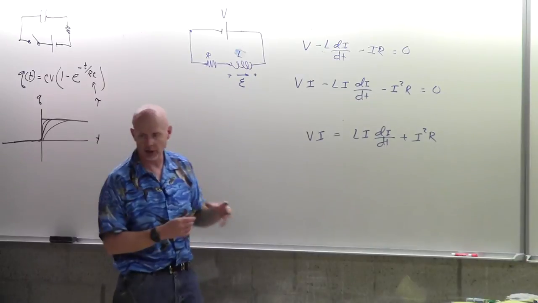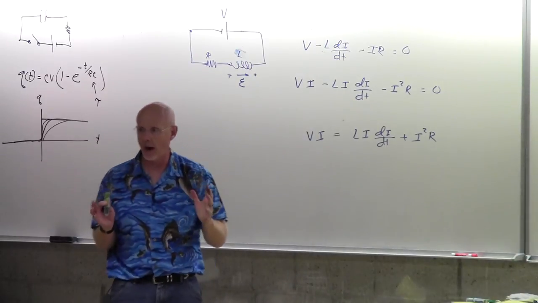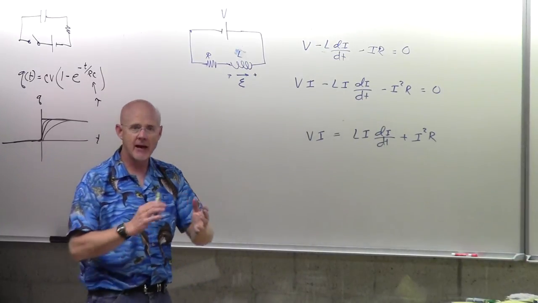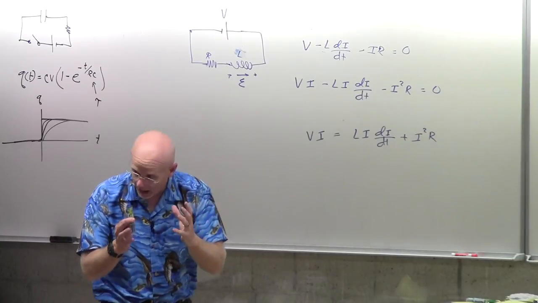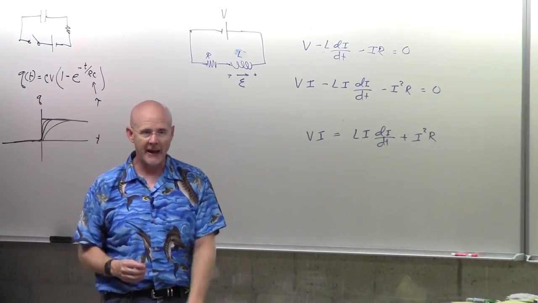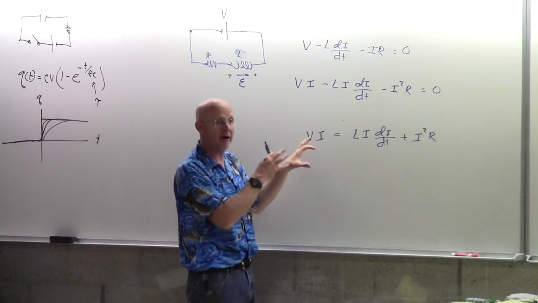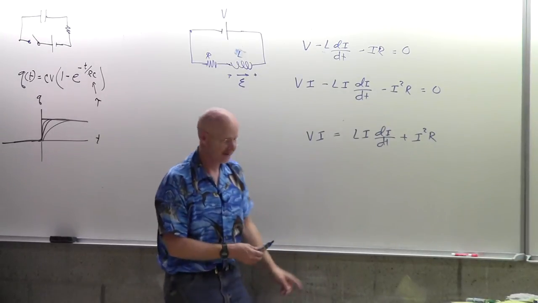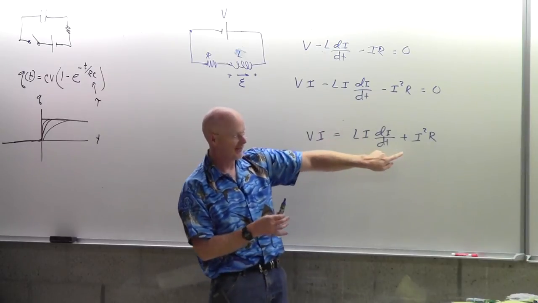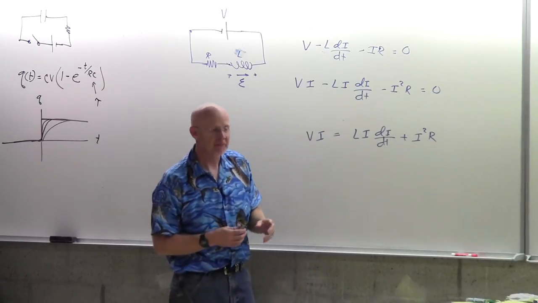Now, it's just a series circuit, so all the current's the same everywhere. But when you take the voltage in the battery times the current in the battery, you get the power coming from the battery. This is the rate at which energy is coming from the battery. And where is it going? To two terms.